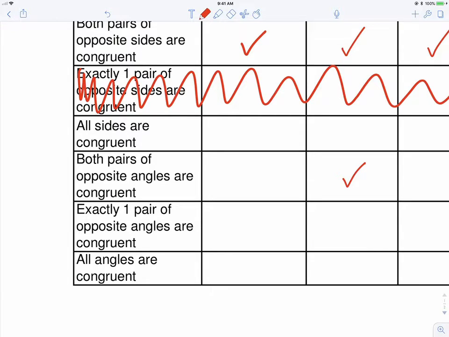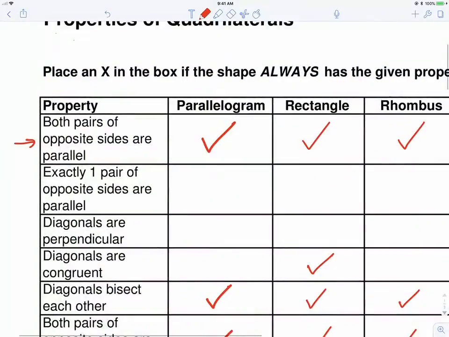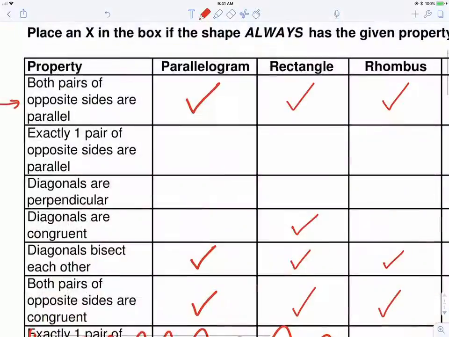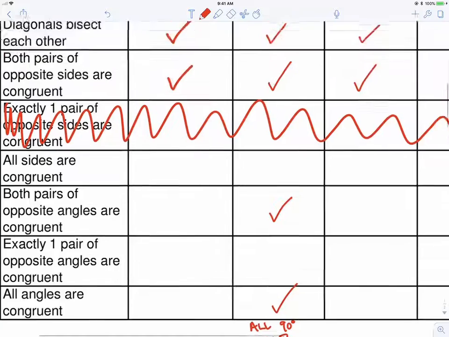Exactly one pair of opposite angles are congruent. Again, that's saying, well, if we didn't get both, then do we have at least maybe one pair? So once we check off both pairs, then we don't have to check the next one. That's for ones that don't have both pairs congruent. So all angles are congruent. That is true. So not only are both pairs congruent, but all the angles are congruent. So that's what we would say about a rectangle. Those are all the properties of a rectangle. Remember, the one that is its definition is all angles are congruent, or you could say all 90-degree angles, because it is a quadrilateral and they have to add to 360.